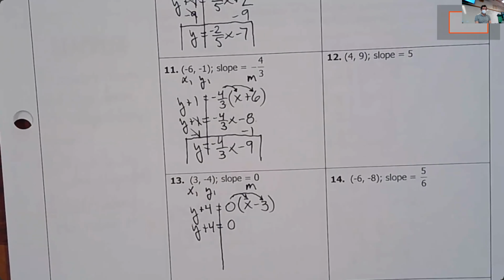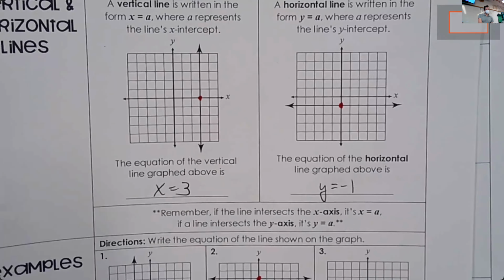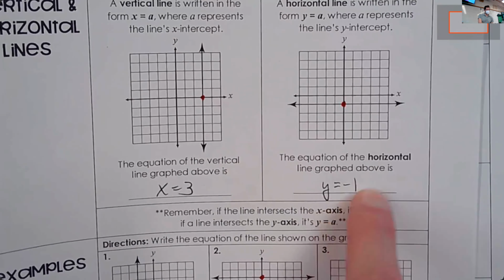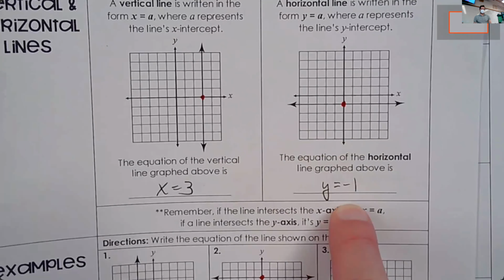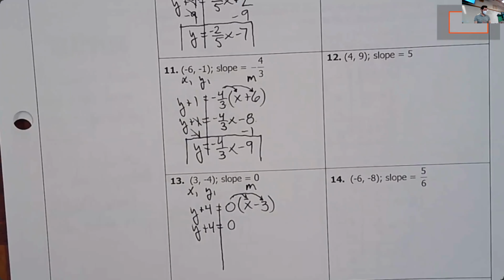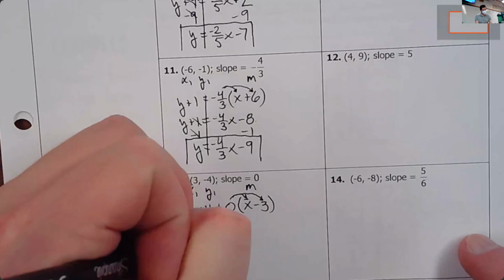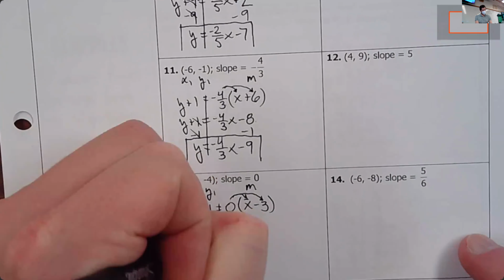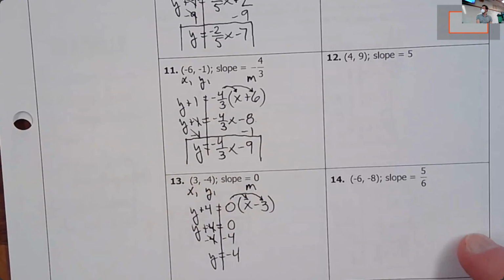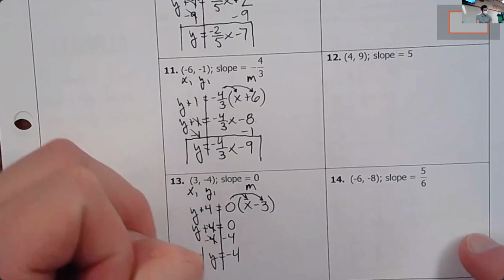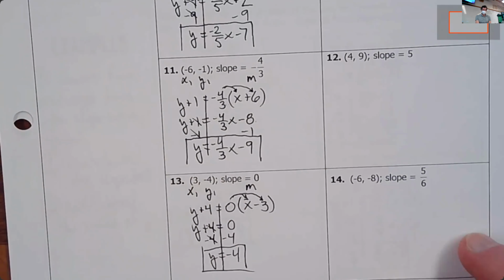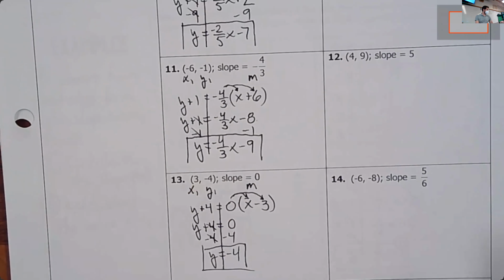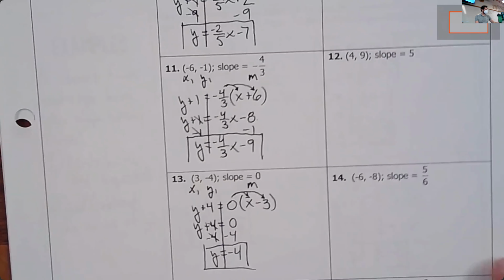So the x is gone, which makes sense with our equations of horizontal lines that we saw last Thursday. There is no x in the equation of a horizontal line. The slope of 0 makes the whole thing go to 0. So then we got to get y by itself. So we'll subtract 4 from both sides. And that means that y equals -4. And that is the answer. When you have a horizontal line, a slope of 0, the equation is just y equals a number, which is exactly what we got here. That's what we wanted.